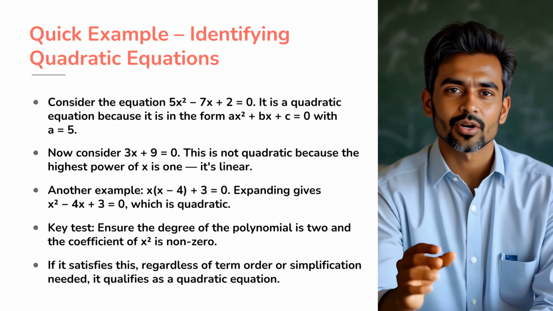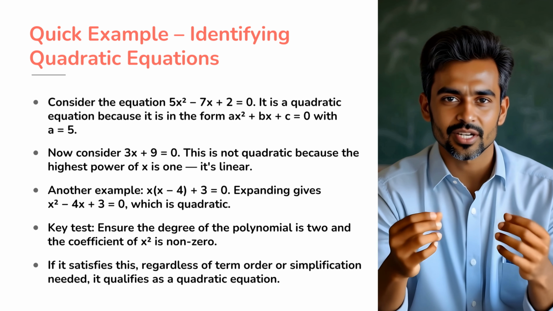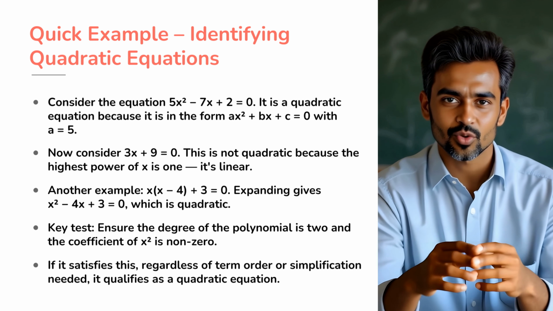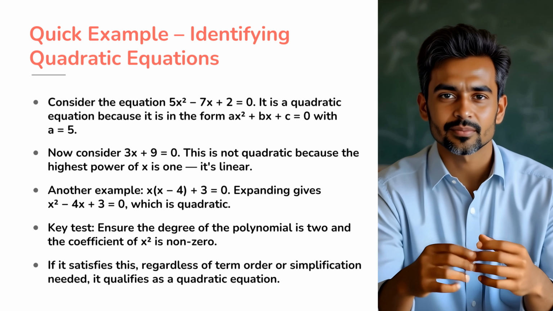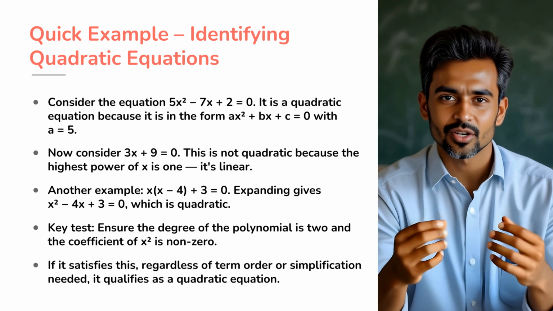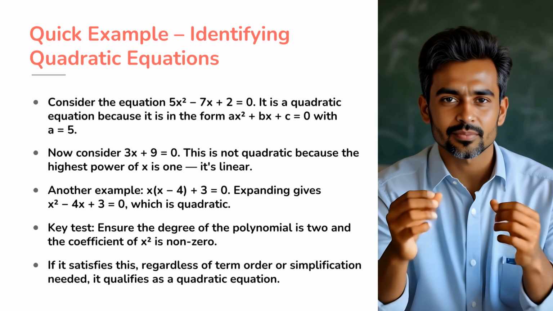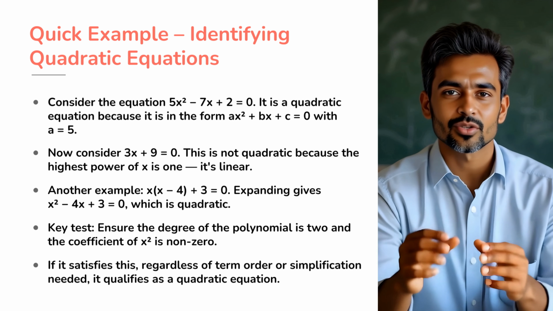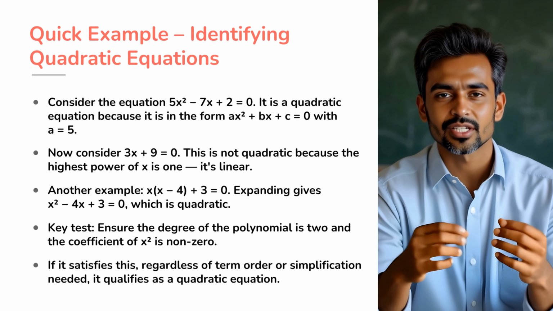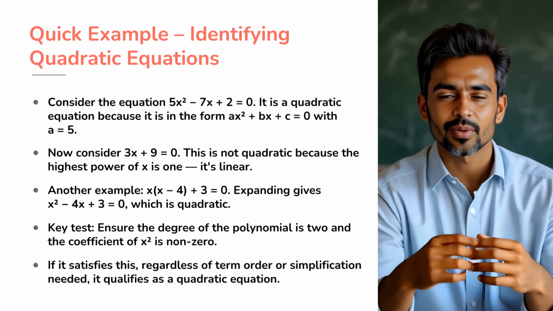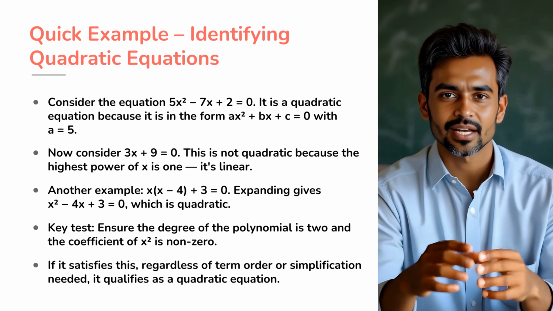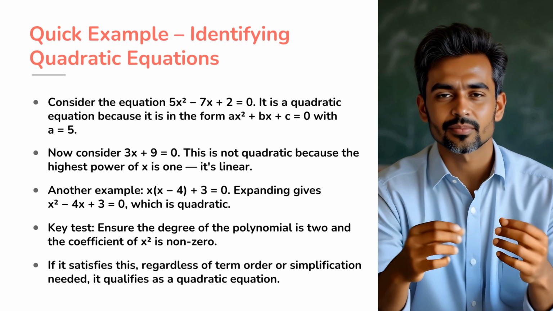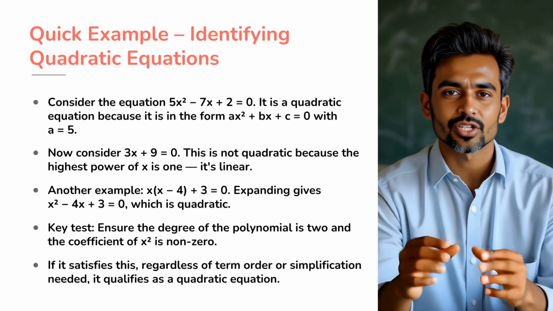Let's apply what we've learned with some quick checks. Look at 5x² − 7x + 2 = 0. Is it quadratic? Absolutely, because it has the x² term and fits the standard format. Now take 3x + 9 = 0, no x², so this one is linear. Here's a tricky one, x(x − 4) + 3 = 0. Expand it and you get x² − 4x + 3 = 0. And yes, that is a quadratic equation.